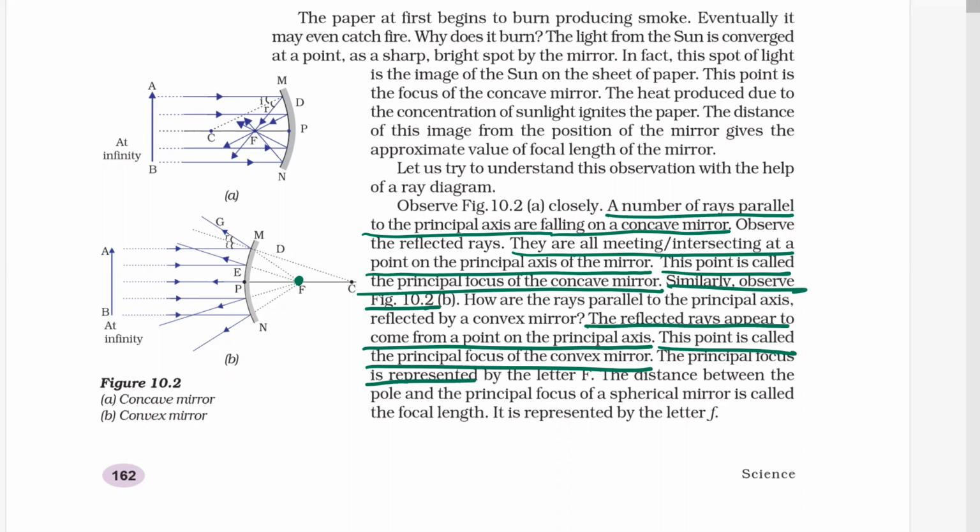Principal focus is represented by F, and the distance between the pole and focus is called focal length. The distance between the pole and focus, this distance, is called focal length. It is represented by f.